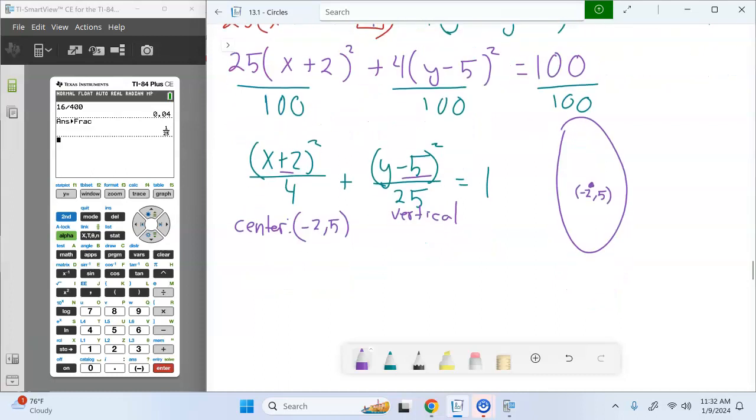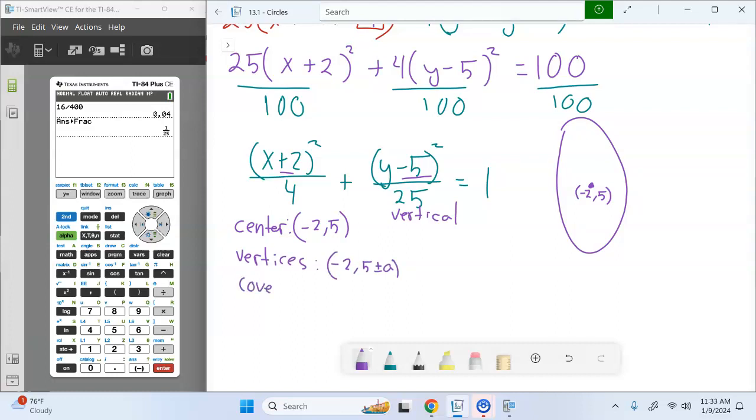If I want to find my vertices, where will they be in relation to my center? Above and below. Is that going to add to the y value or the x value? So our vertices will be at negative 2, 5, plus or minus whatever we get for A.